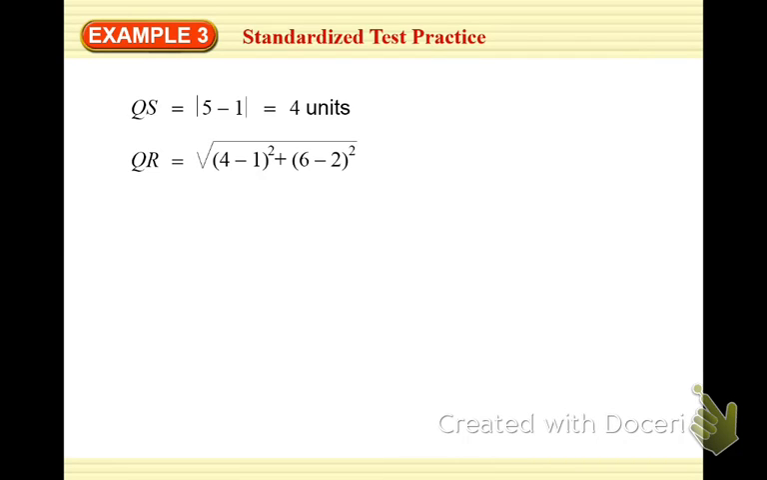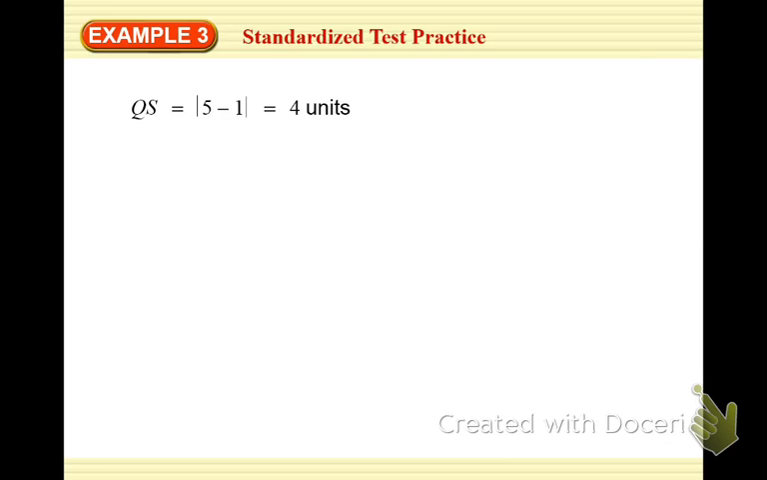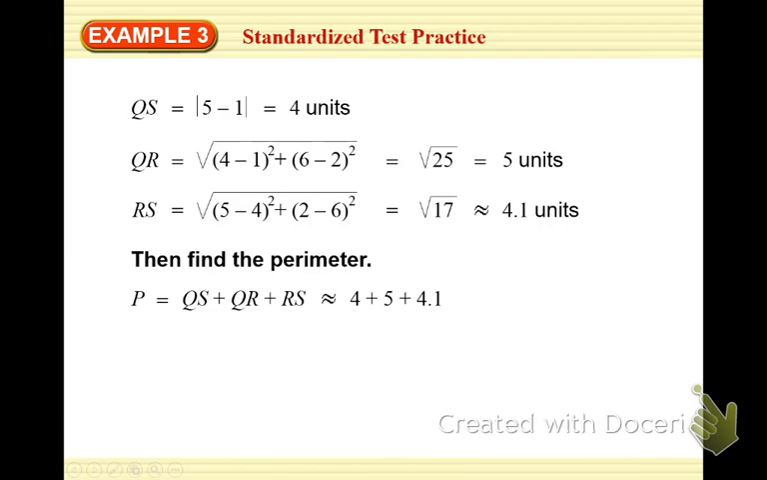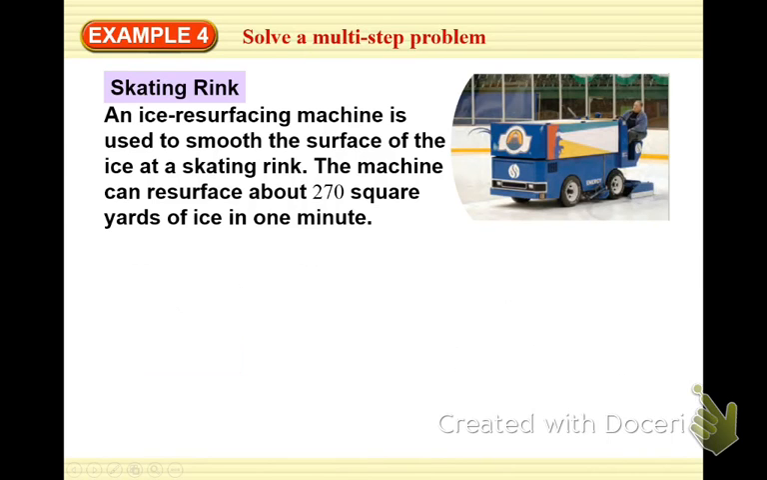The book did something a little bit different. They went ahead and plotted out the triangle and recognized that this is a horizontal line. So all you had to do really is use the ruler postulate, or in other words, subtract the x's and take the absolute value, and that would give you the length of QS. I went ahead and plugged in the distance formula. Either way is fine. You can get the same answer. So you should get 4 for QS. QR is 5, and RS is about 4.1. So to find the perimeter, we're going to add up all those sides and get about 13.1 units, and that answer was C. Piece of cake.